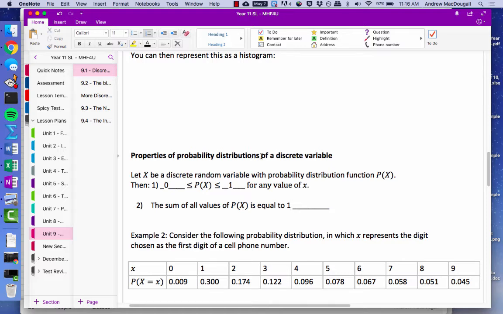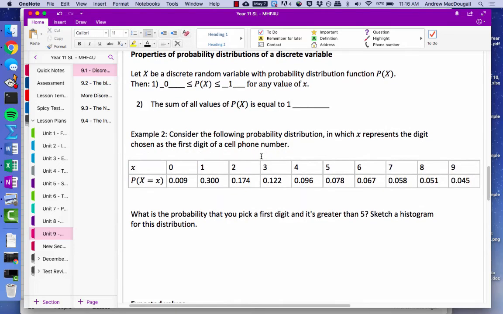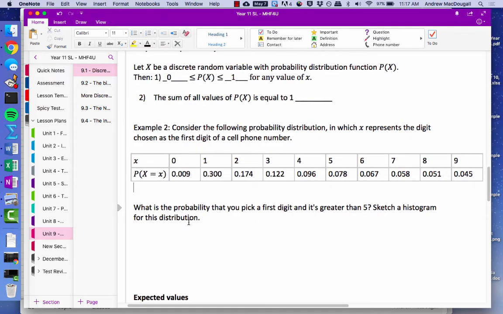It's very important. So let's look. Here is a probability distribution. This is example 2. Consider here your x values, the possible values for your discrete random variable, are 0, 1, 2, 3, 4, 5, 6, 7, 8, 9. And this is the probability that worldwide, if you pick some random cell phone number, it will start with that digit. So for instance, there's a 30% chance that the first digit of a cell phone number will end up being 0.3. There's a 17.4% chance it will end up being a 2, and so on.